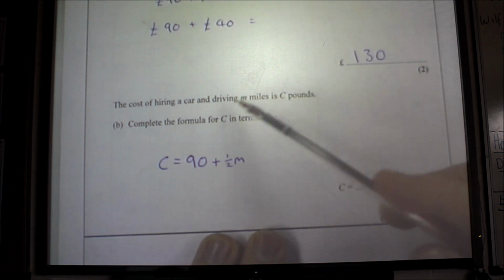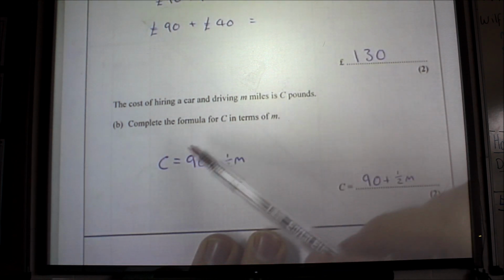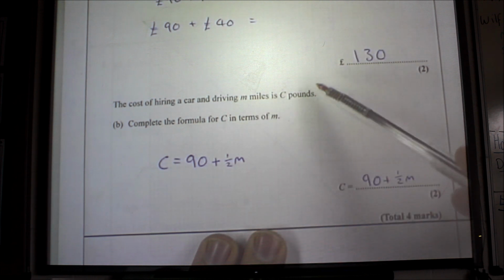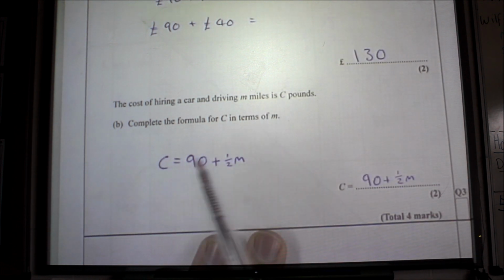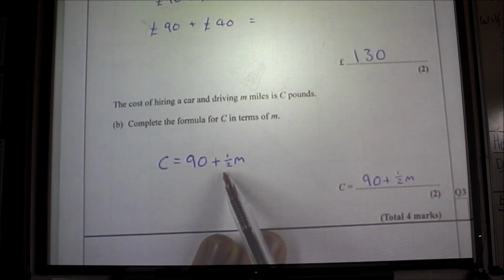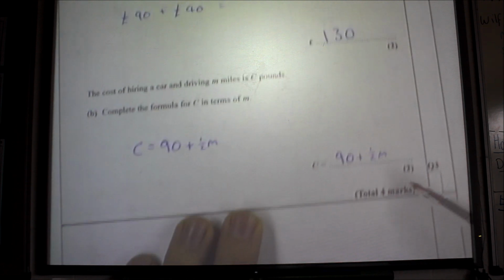The cost of hiring a car and driving m miles is c pounds. Complete the formula for c in terms of m. Well, c is the total cost, so c equals 90, which is the fixed cost, add, as it's 50p per mile, 0.5 times m, or I've just called it a half m because I think that looks better as a formula.